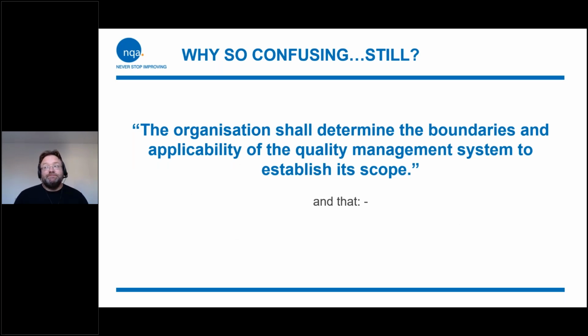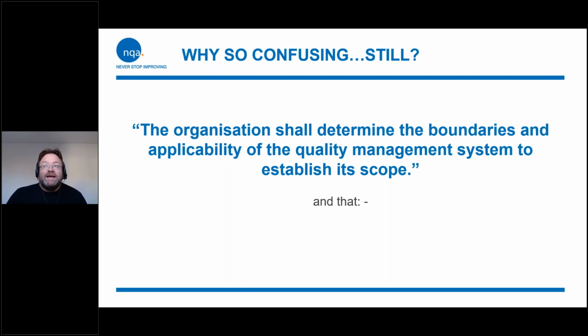The organization shall determine the boundaries and applicability of the quality management system to establish its scope. So, what are you in control of? What can you influence? What influences you? That needs to be considered by a management system.